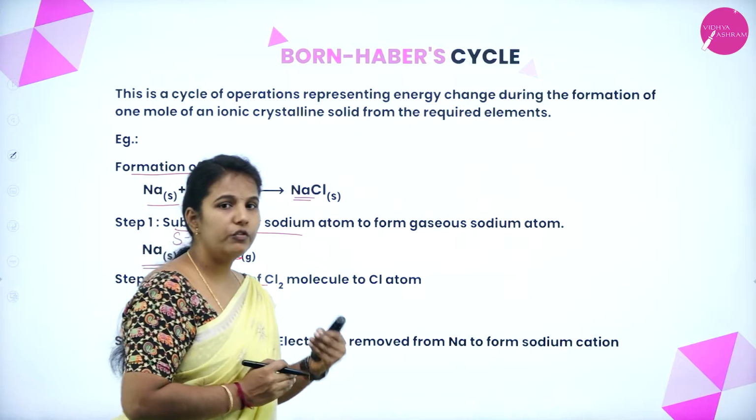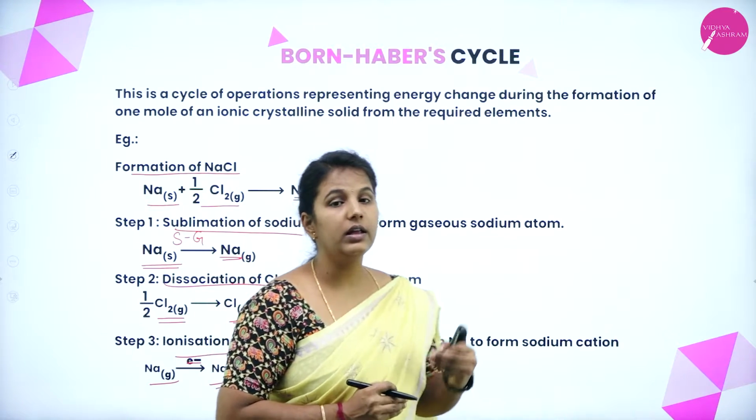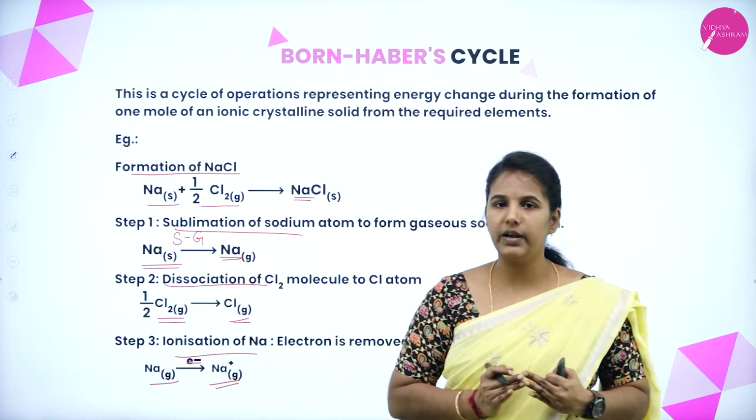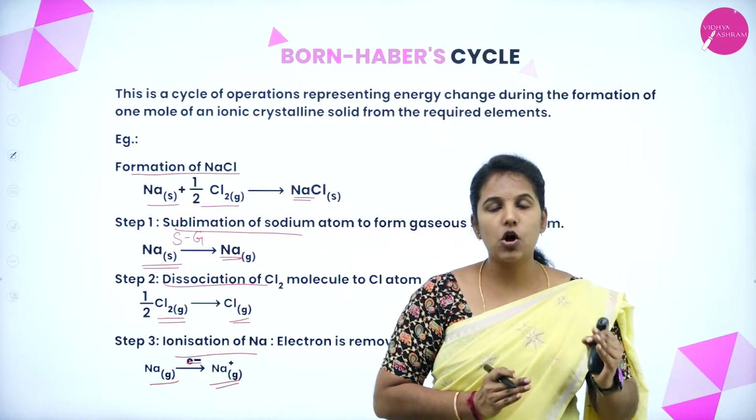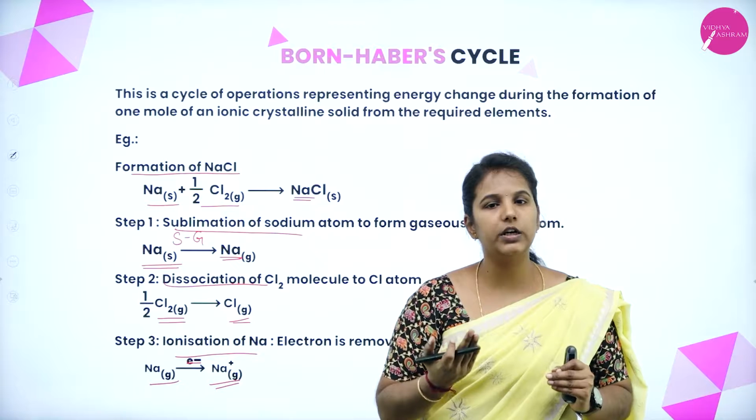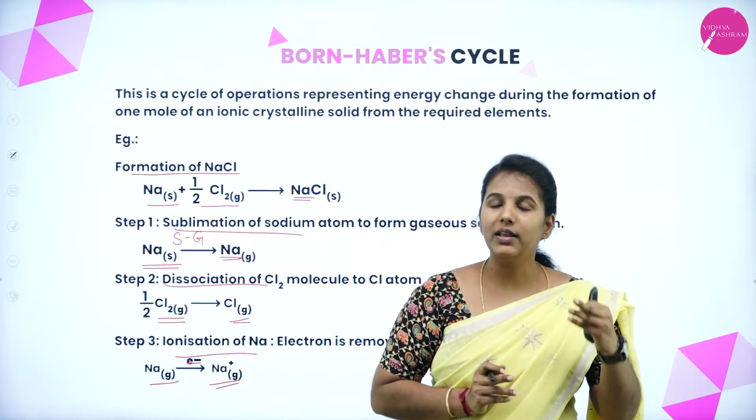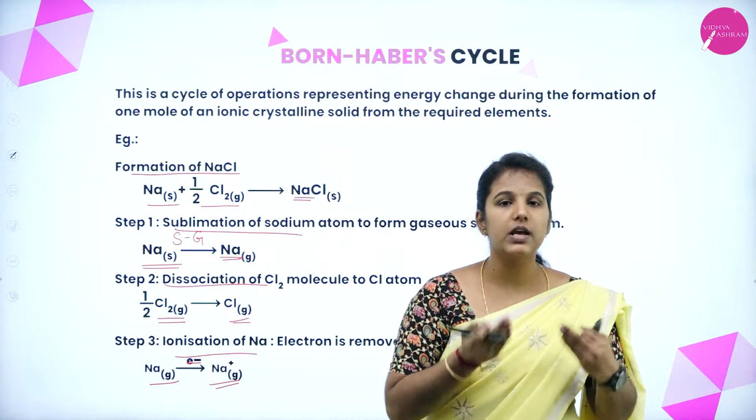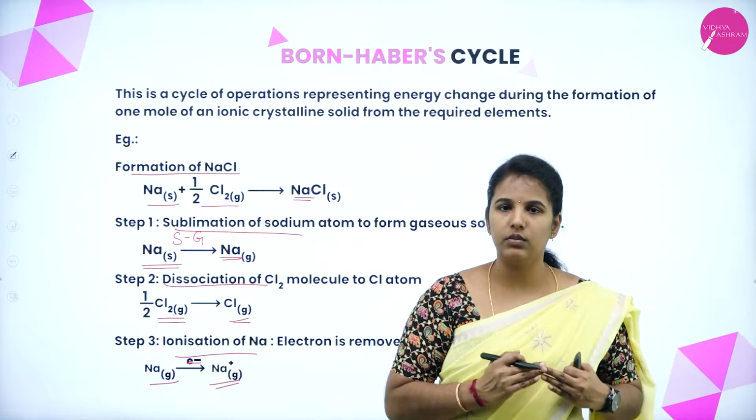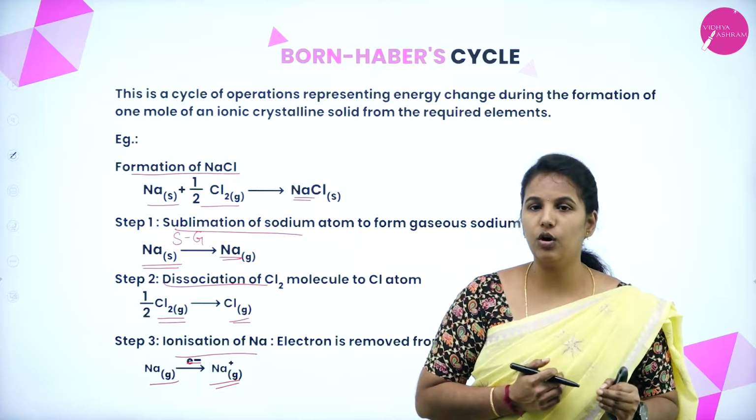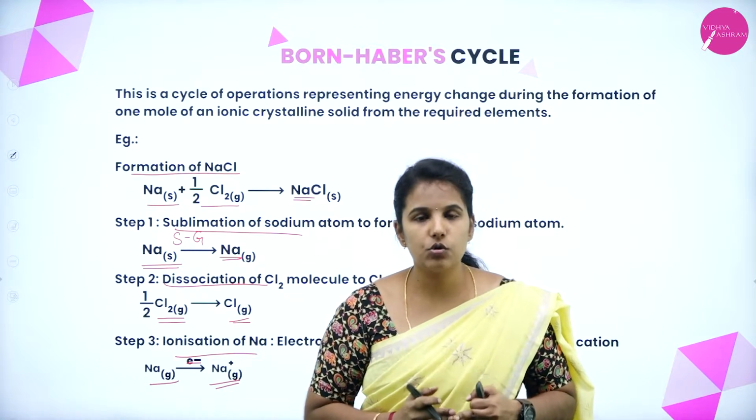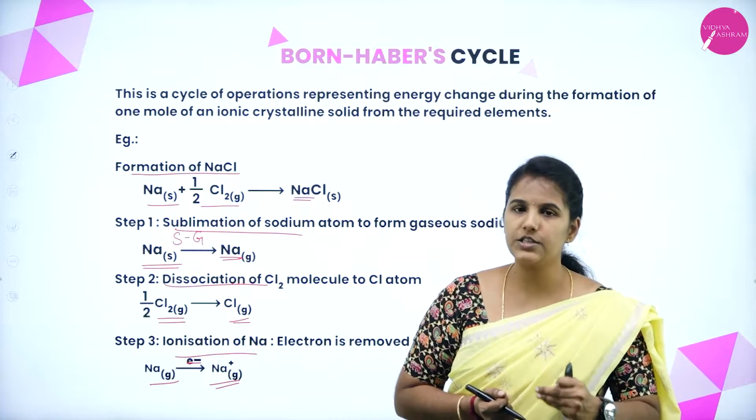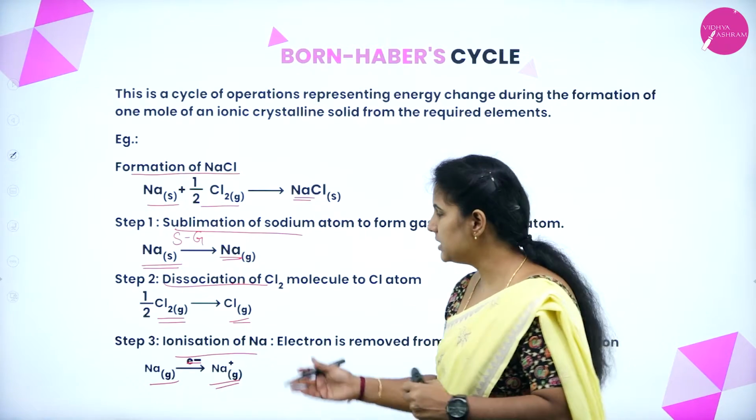These are the first 3 steps. In the first step, always remember, sublimation takes place, where the solid sodium is converted into gaseous sodium. In the second step, the chlorine molecule undergoes dissociation and forms chlorine atoms. Whereas in the third step, what will happen? The sodium loses 1 electron and gets a positive charge, and this process is also known as ionization of sodium.